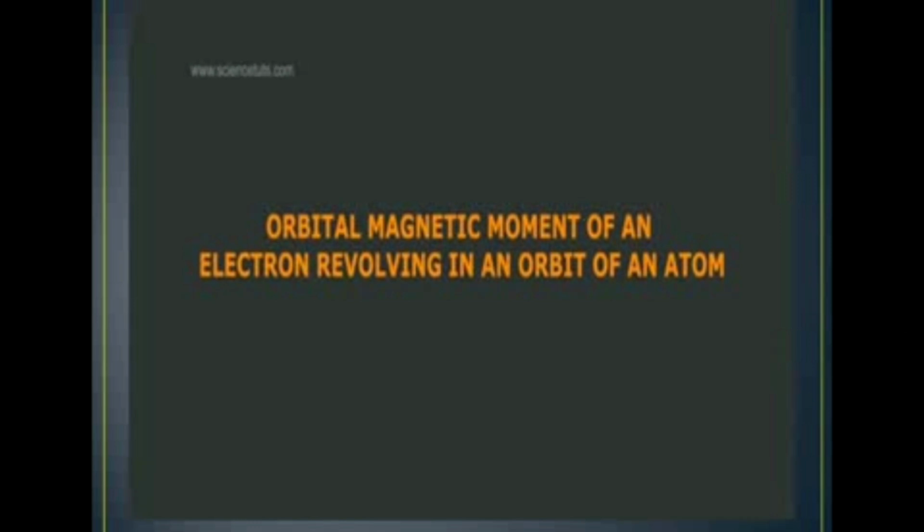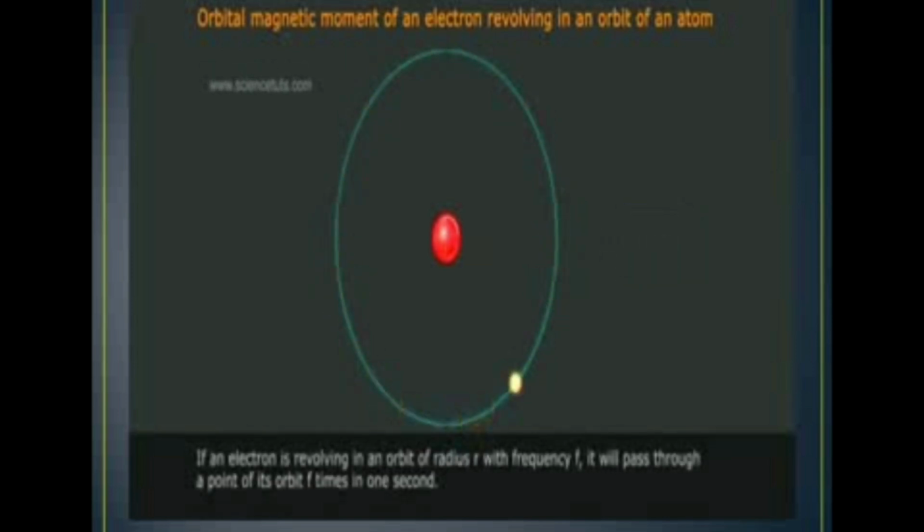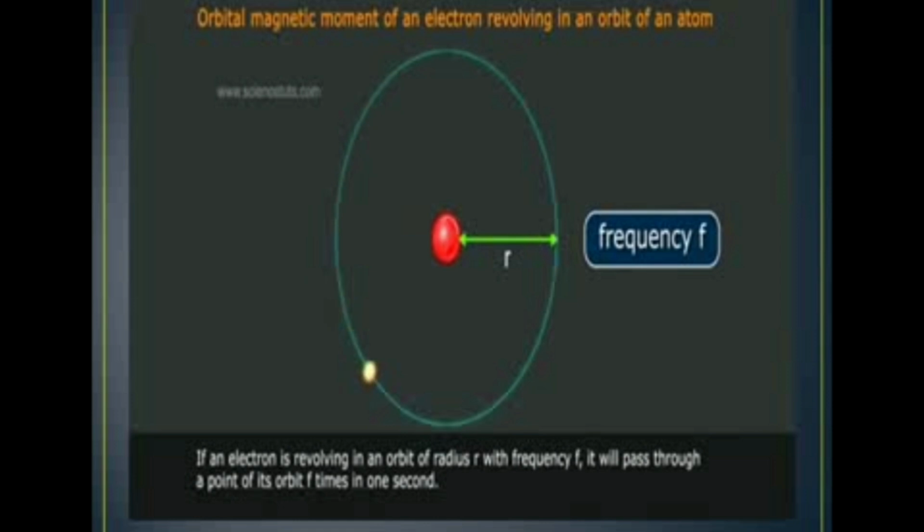So the electron revolves around the nucleus in the orbit. The magnetic dipole moment of the loop of area A carrying a current I is M equal to I into A for one electron. If an electron revolving in an orbit of radius R with frequency F, it will pass through a point in its orbit F times in a second.